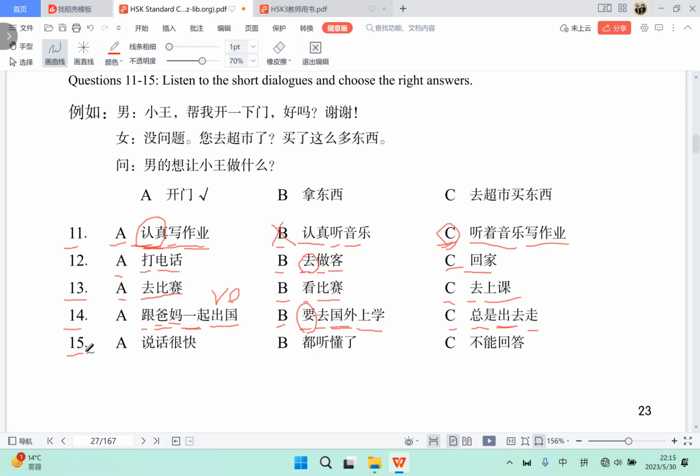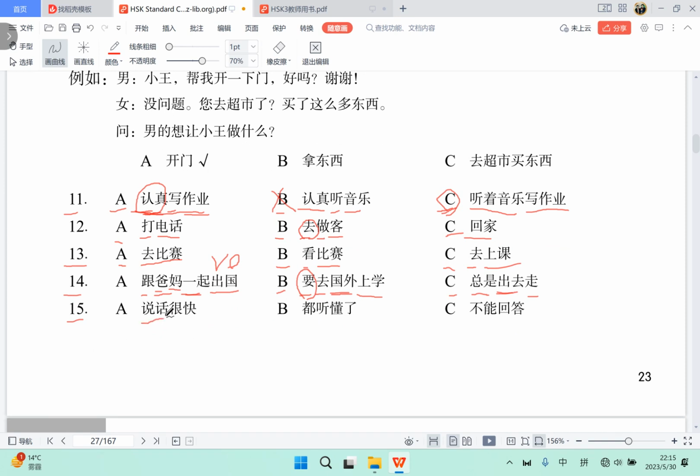And number 15, 第15题说话很快 so speaking very fast. 说话, but pay attention to this word because it's will structure. This is more like to say some words very fast. And B 都听懂了, 都 both, right? 听 listen, 懂 understanding, and here is a result complement that means I understood totally. Like I listen, and the result is I understand.